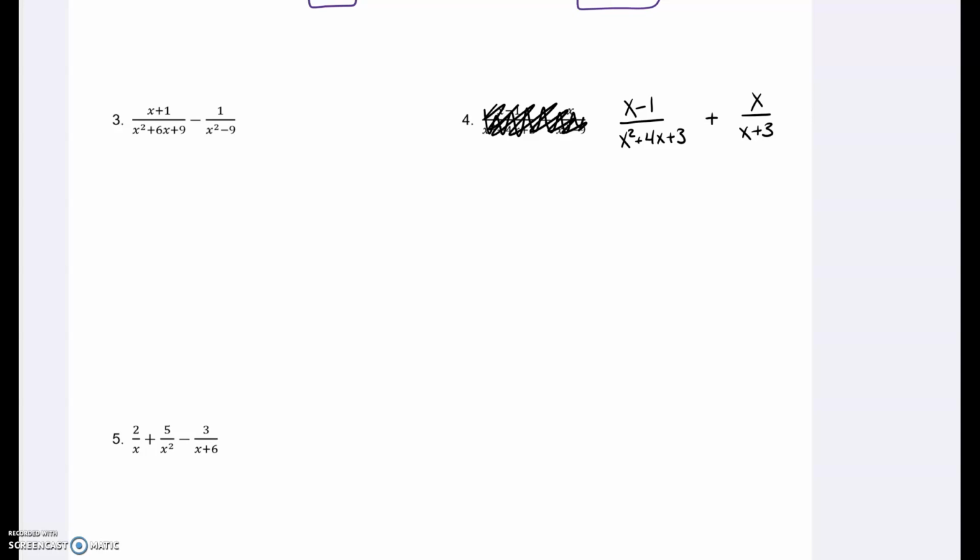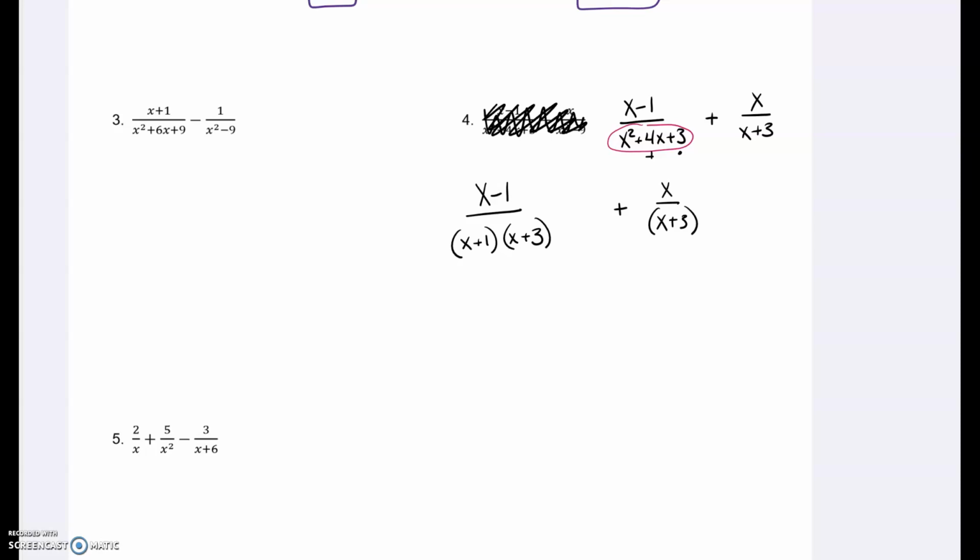The other thing I notice is that this first denominator can be factored. So my first goal is to factor that denominator. We are looking for two numbers that multiply to give us 3 and add up to 4. That would be 1 times 3. 1 times 3 is 3. 1 plus 3 is 4. Both of them positive. Leave yourself some space and then write plus this other fraction, x over x plus 3.